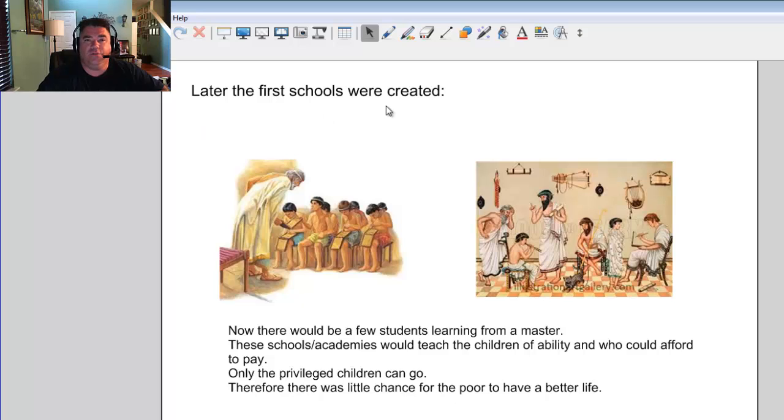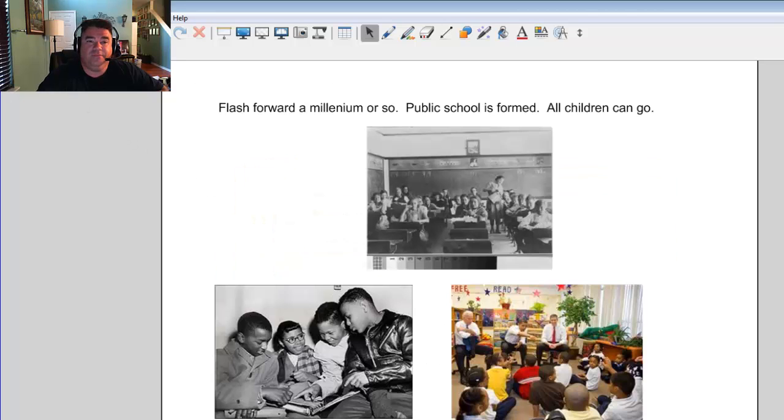Later, the first schools were created. Now these would be a few students learning from a master. These schools or academies would teach children of ability who could afford to pay. Therefore, only the privileged children could go. Therefore, there was little chance for the poor to have a better life. Flash forward a millennium or so, public schools formed, and all children can go.